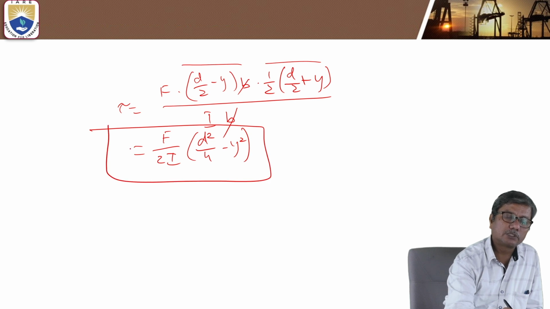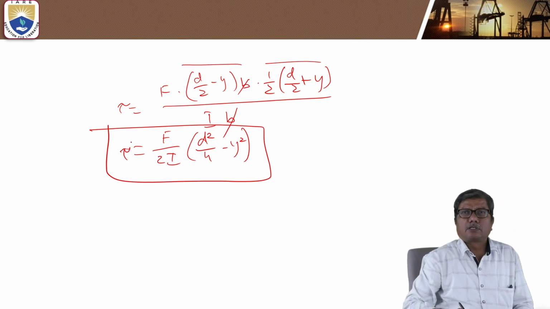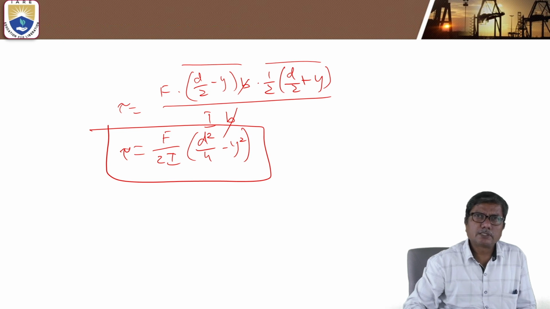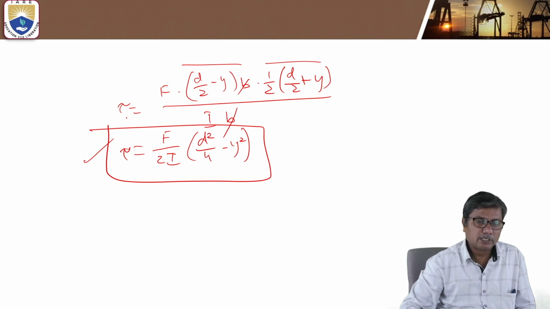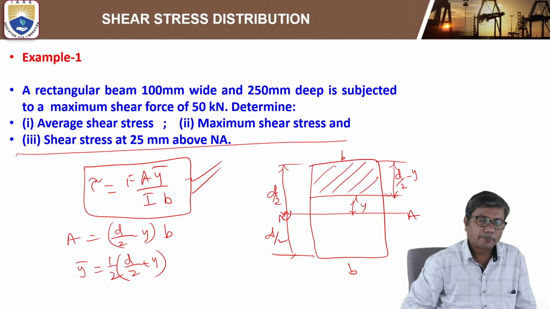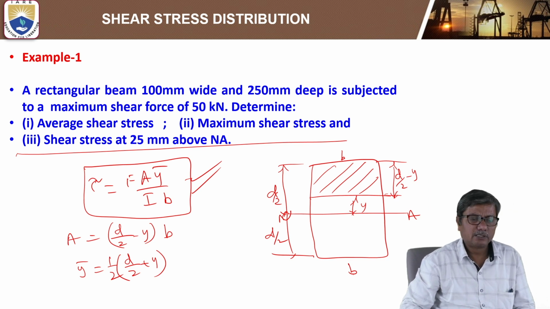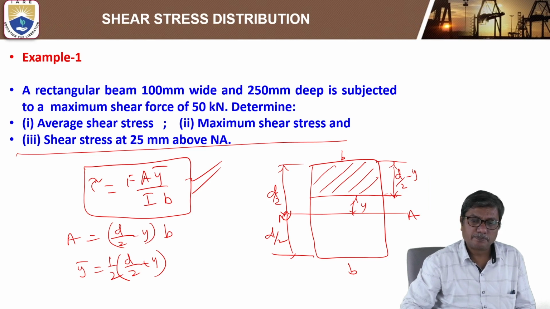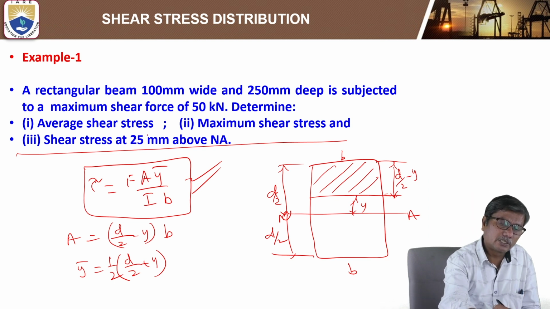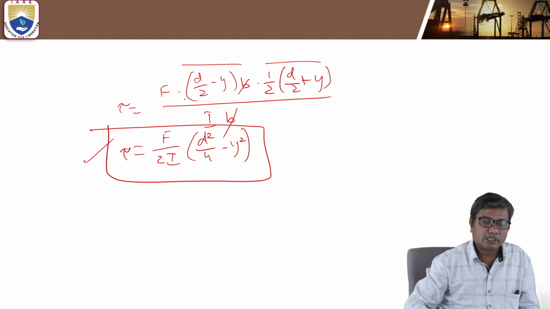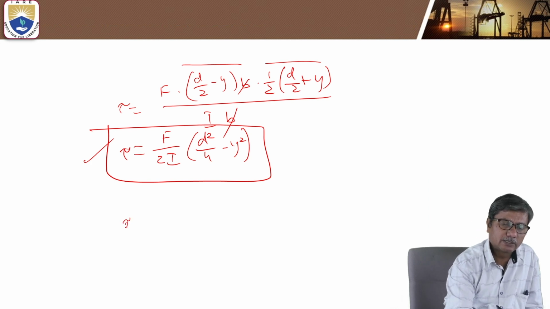So this is the expression, the particular case of a rectangular section. The shear stress distribution in a rectangular section is given by this expression. The general expression is here. We can use either one for finding the shear stress at any distance y. Coming to this problem, the average shear stress is given as tau average is shear force by area.